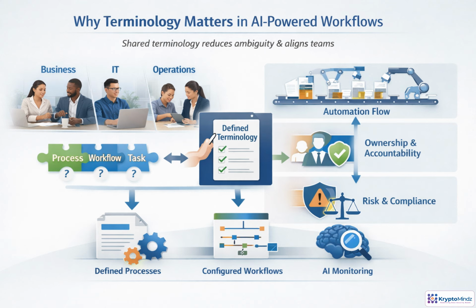Terminology may sound like a small detail, but in AI-powered workflows, it shapes real decisions. If business, IT, and operations define process, workflow, or task differently, automation can assign work, trigger approvals, or measure risk incorrectly. A shared vocabulary gives everyone the same reference point, making processes easier to document, workflows easier to configure, and AI behavior easier to evaluate.